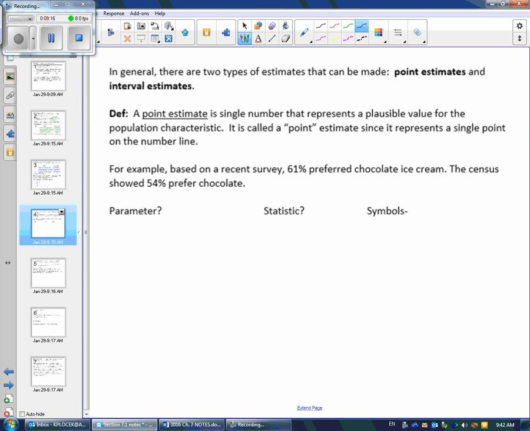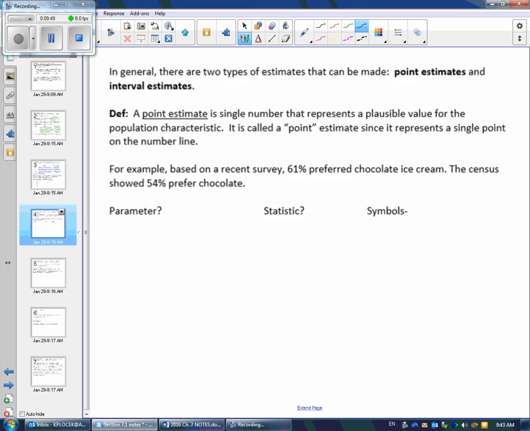Next. In general, there are two types of estimates that can be made. There's a point estimate and an interval estimate. Definition: a point estimate is a single number that represents a plausible value for the population characteristic. It's called a point estimate because it represents a single point on the number line. So if I just take one sample and I get one value, that would be that point estimate.